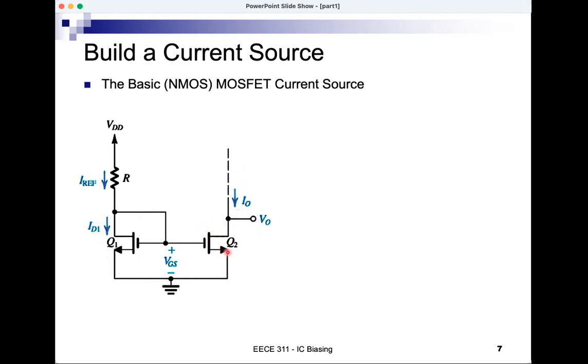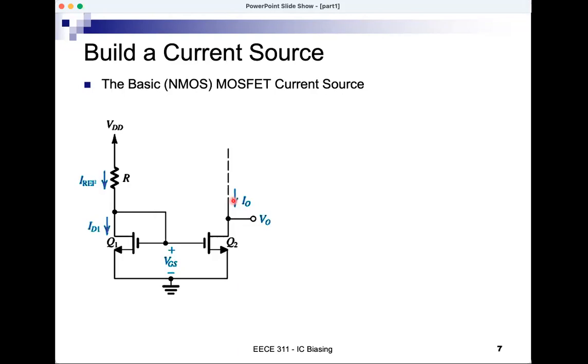Two transistors, one of them with gate connected to drain, shorted to drain, and the other with drain connected to something else that we're not showing. But I want to know what IO is. And remember, we're building a current source. So if IO is the output current, it should be a constant current because I'm building a current source.